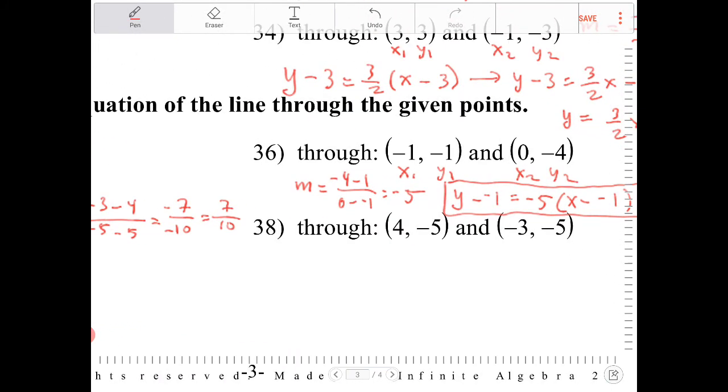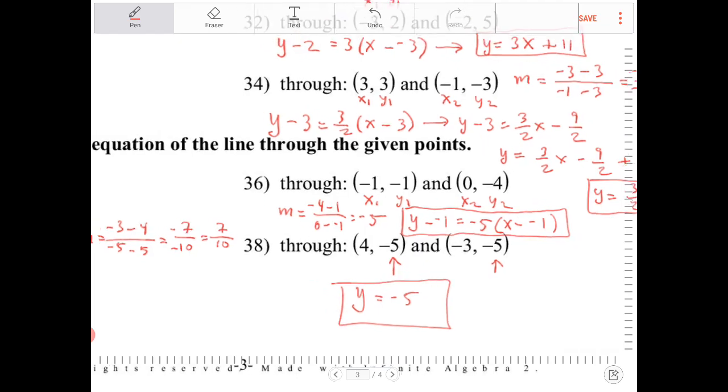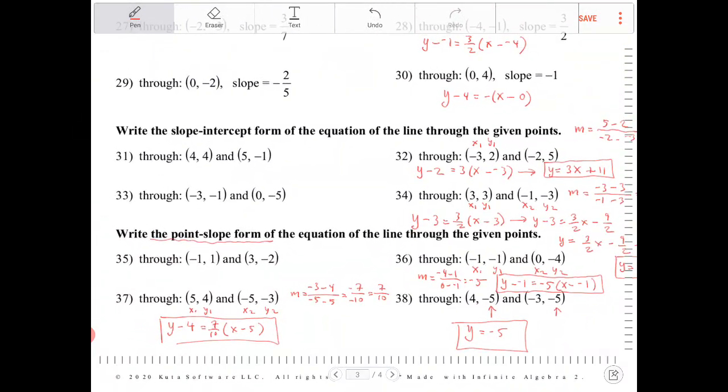All right, last question, promise. If you look at these 2 points here, without doing much math at all, what's the equation of this line? Observe closely here. We have the same y coordinates. If we have the same y coordinates, that means this is going to be a horizontal line. And if it's a horizontal line, the equation of the line is going to be y equal to negative 5, because all throughout this horizontal line, we're going to have the same y coordinates. And there you go.